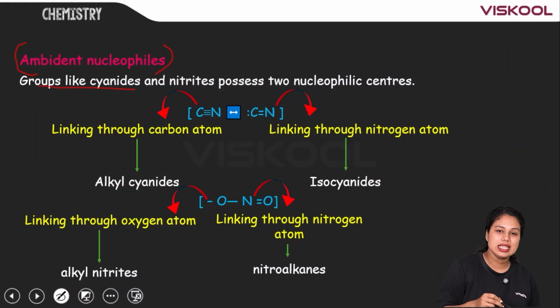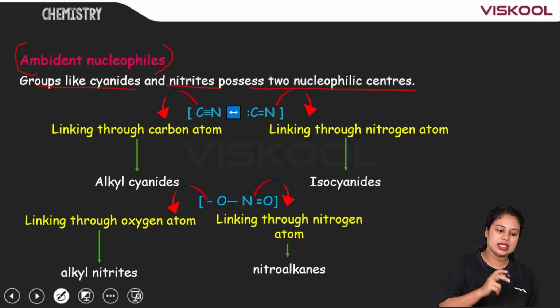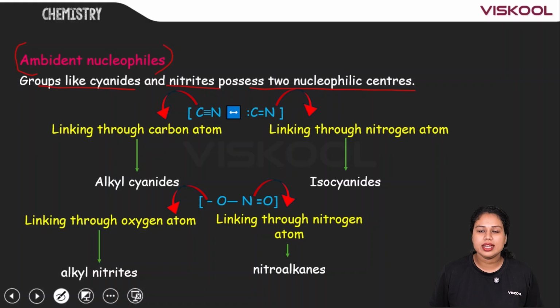The groups like cyanides and nitrites possess two nucleophilic centers. They are having two nucleophilic centers. That is the reason why they are known as ambident nucleophiles. What are they known as? They are known as ambident nucleophiles. Example, here you can see, if we are taking cyanide, C triple bond N, and here C with a lone pair of electrons and double bond N.